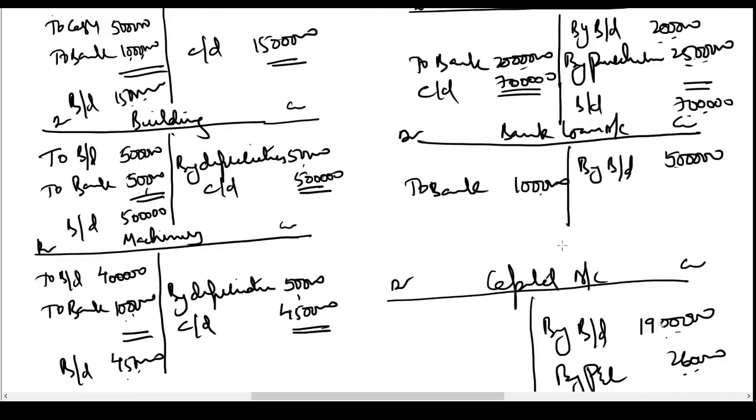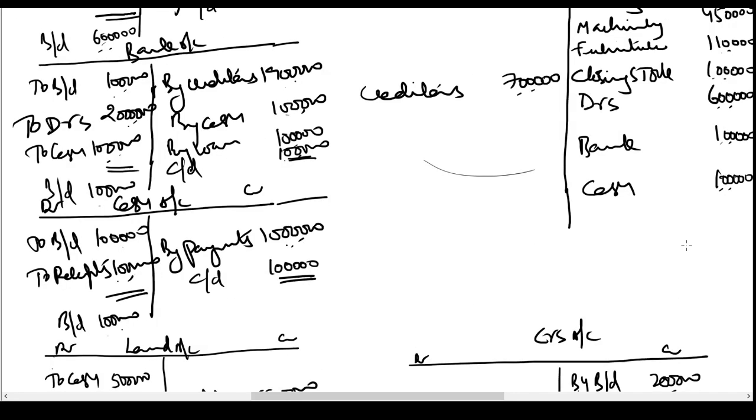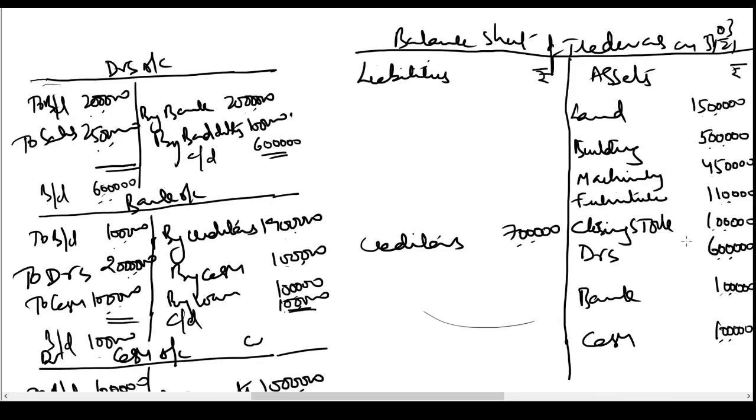Bank loan, there is one more account in our ledger. 5 lakh was the opening balance, 1 lakh payment we have made. So carried down would be 4 lakh rupees, brought down would be 4 lakh rupees. So it's a loan for the business, hence we have to show it on the balance sheet liability side. Bank loan 4 lakh rupees.